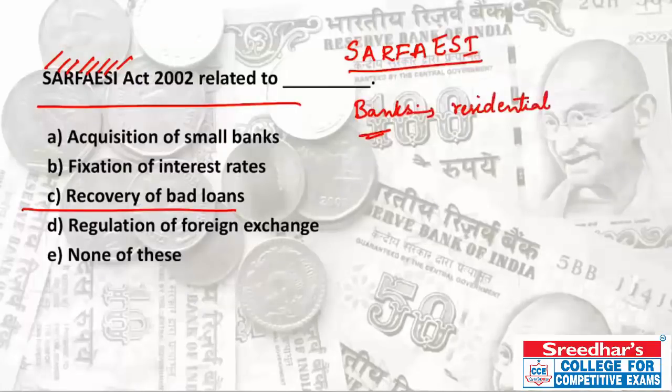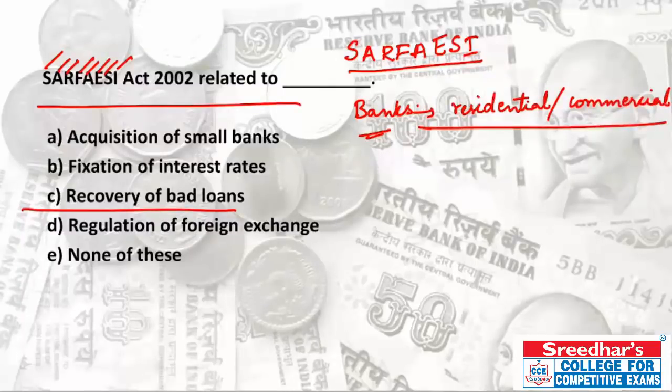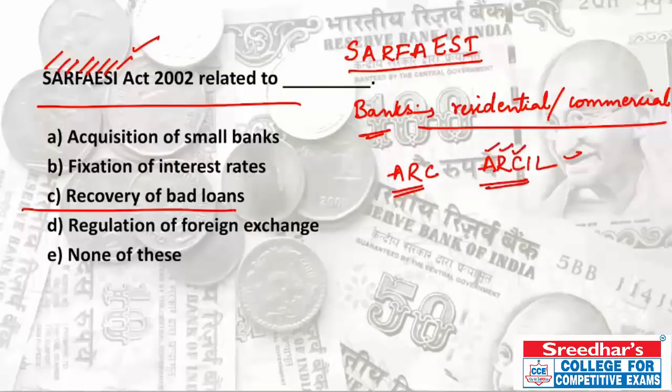Say, for example, you want to get a loan from a bank, you will give them some security. Say you have given a house or a land as security. The SARFAESI Act enables the banks to auction such properties to recover their loans. The first asset reconstruction company of India was set up under this act, that is ARCIL, Asset Reconstruction Company of India Limited.